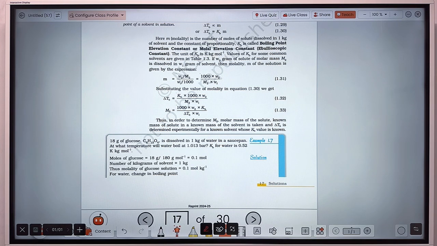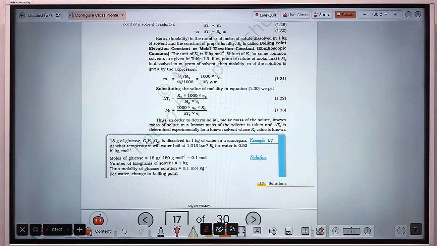The question is telling that when 18 gram of glucose is dissolved in 1 kg of water, at what temperature will the water boil? That means when 18 gram of glucose is dissolved in 1 kg of water, what will be the boiling point of the resulting solution? This one is asking. And Kb for water has also been given.